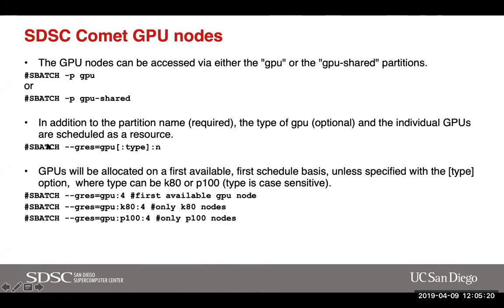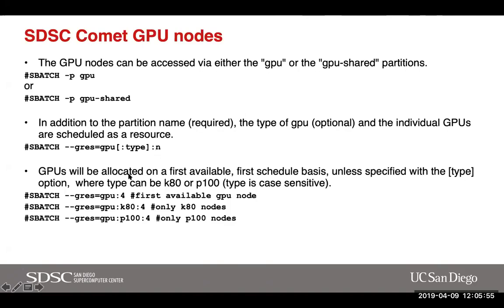So if you have a job submission script, you would have the sbatch command, -p for partition, GPU or GPU-shared. In addition to the partition name, which is required, you can also specify the type of GPU. That is optional. Individual GPUs are scheduled as a resource, so you can have this --gres=gpu, and then you can specify the type and the numbers.